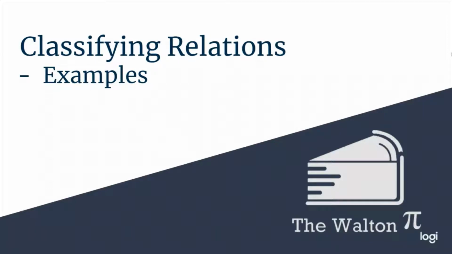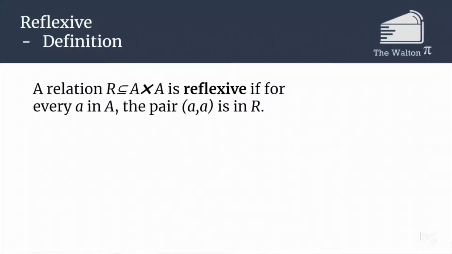Today we are going to be classifying relations. If you'll remember from a previous video, there are three main types of categories that a relation can fall into. The first of these is a reflexive relation. So a relation on A is reflexive if for every element a in the set A, the pair (a, a) is in the relation.